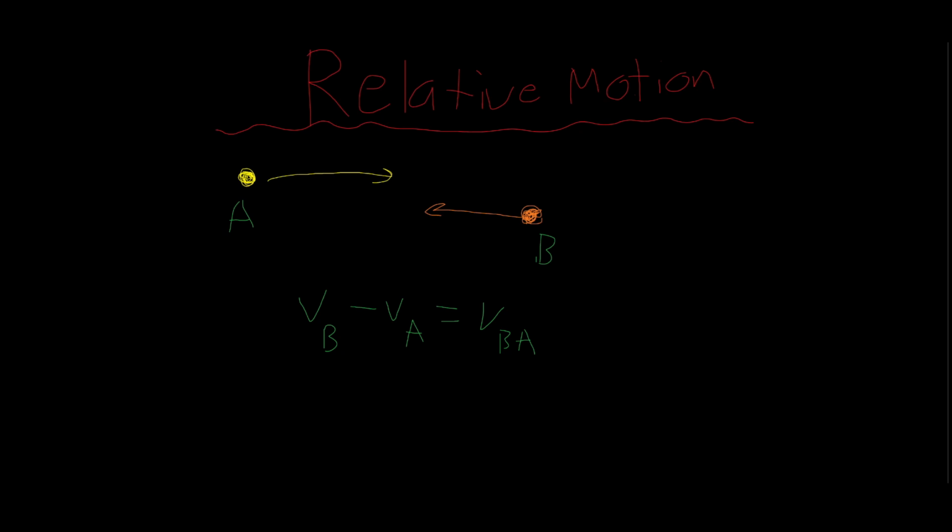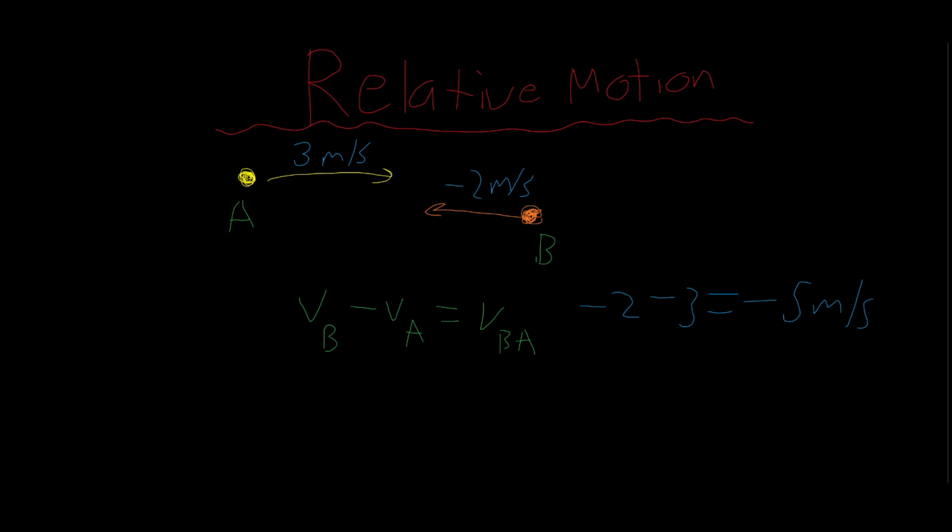So let's put some numbers to this. If A is moving at an initial velocity of 3 meters per second, and B is moving at an initial velocity of negative 2 meters per second, and their velocities are not changing at all, then at any moment in time, the velocity of B from the view of object A will be negative 2 minus 3, which would equal negative 5 meters per second. So from the perspective of object A, object B will be moving at negative 5 meters per second.